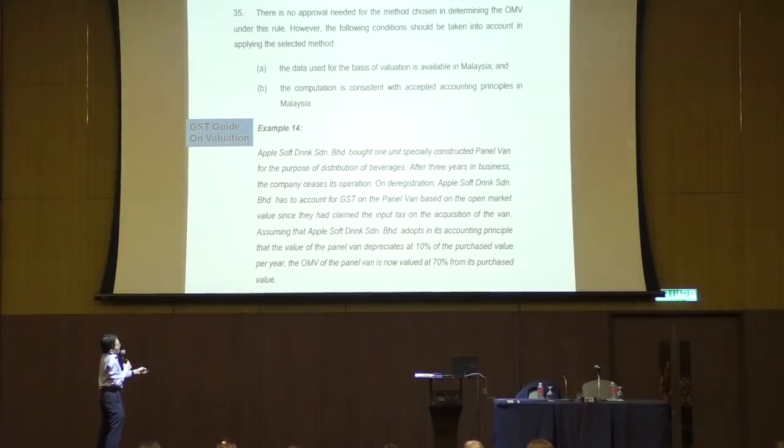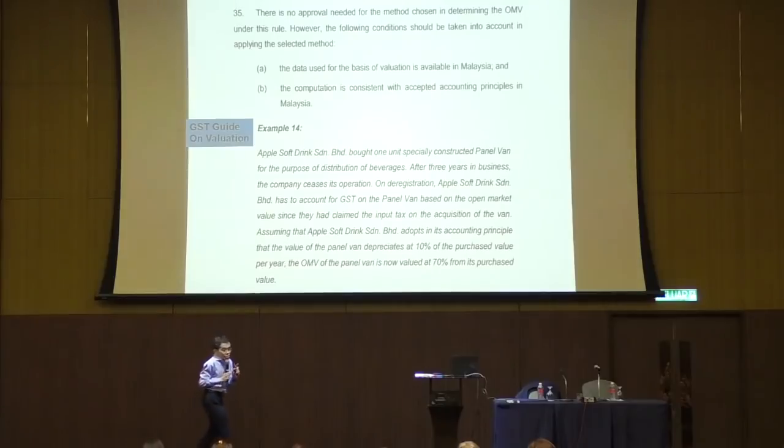Now, on deregistration, after 3 years in business, the company ceased its operation. On deregistration, Apple Soft Drinks Berhad has to account for GST on the panel van based on the open market value, since they had claimed the input tax on acquisition of the van. Assuming that it adopts its accounting principle on the value of the panel van depreciated at 10% of the purchase value per year. So 10% for 3 years, how many percent? 30%. So the open market value of the panel van is now valued at 70% of its purchase value. So it means net book value.